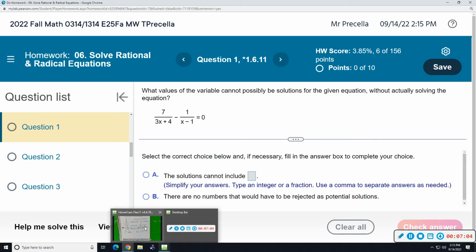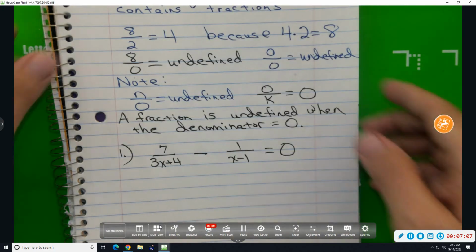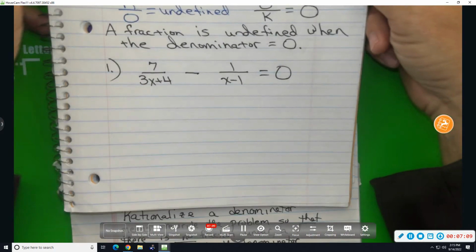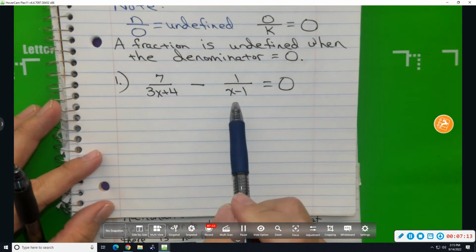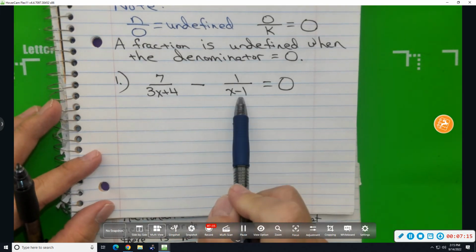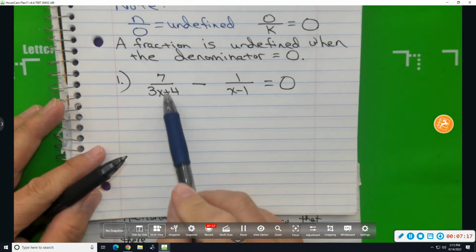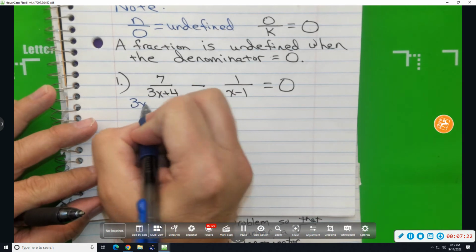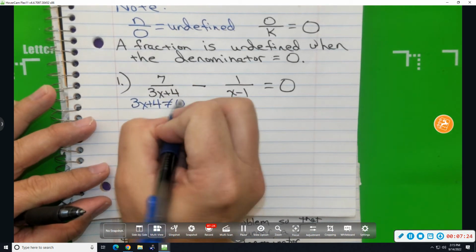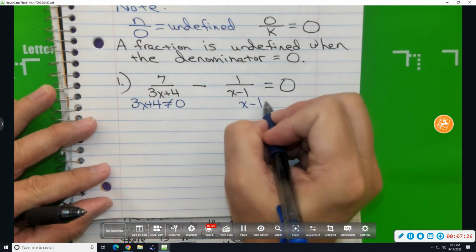So, looking at, let me move this up, there. I see 2 separate denominators. Neither denominator can be 0. So 3x plus 4 cannot equal 0. And x minus 1 cannot equal 0.